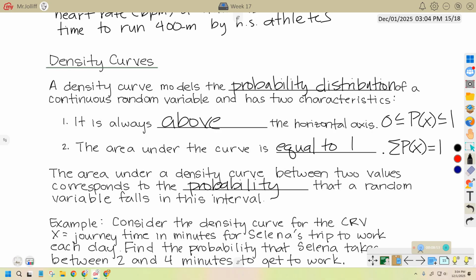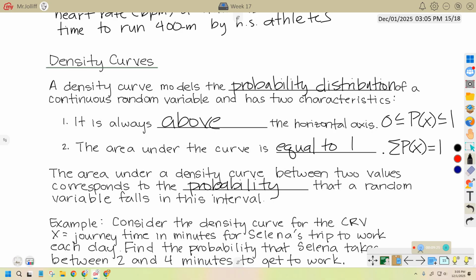Similar to the heights of those bars in a histogram representing probability. Same idea. The area under the curve between two values represents the probability that a random variable falls in that range between those values. And we have two cases for finding probability with density curves. If the density curve makes a shape that is nice and familiar and has straight edges, I can use geometry to find the area under the curve.